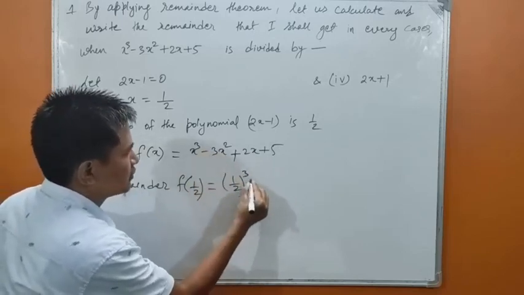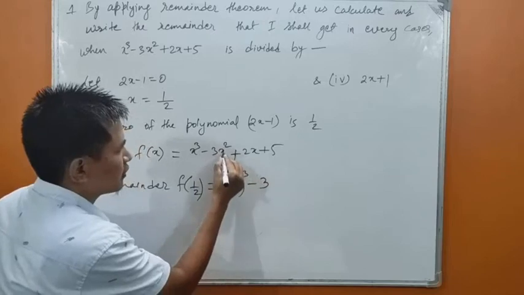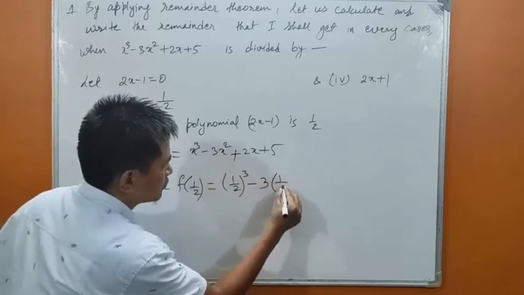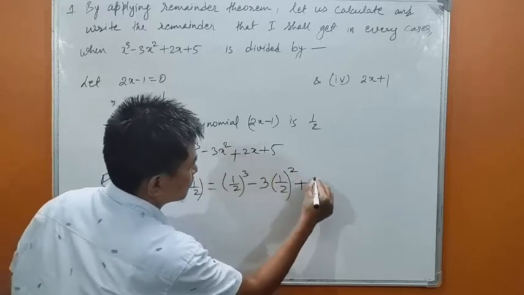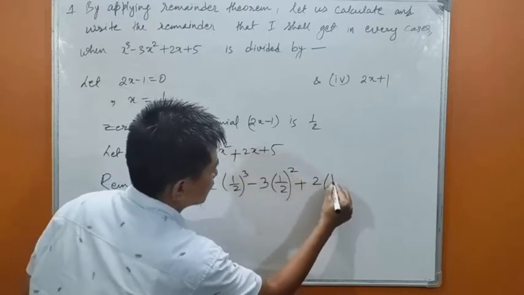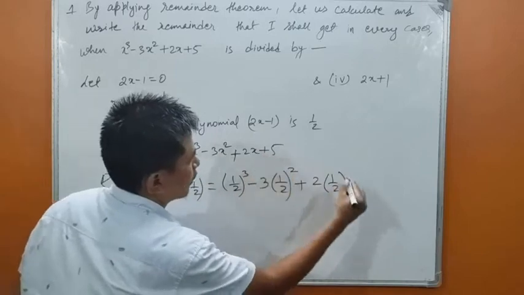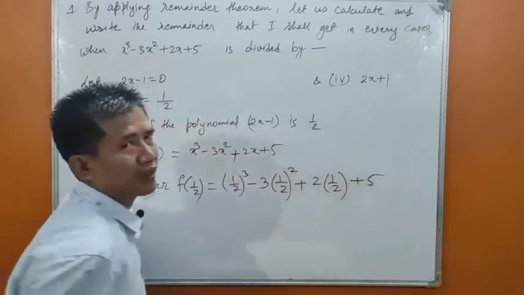This minus comes here. This 3 is already here. Instead of x, we write 1/2, so we have square plus 2. Instead of x, we write 1/2, and we have plus 5. I hope you are getting me.